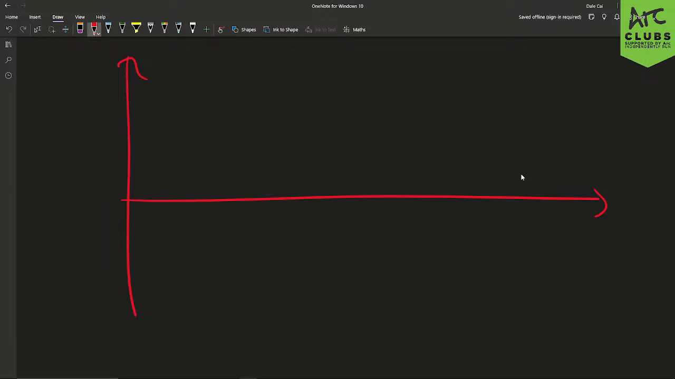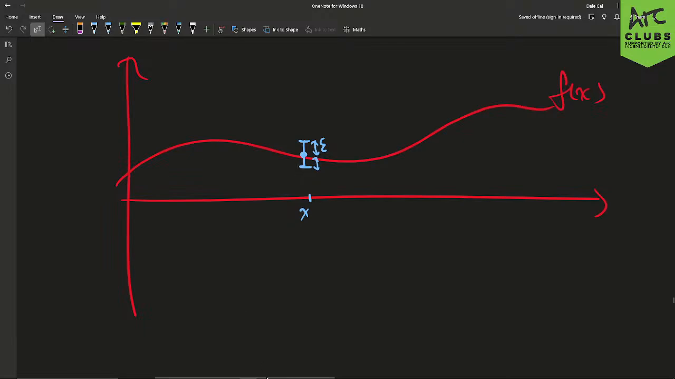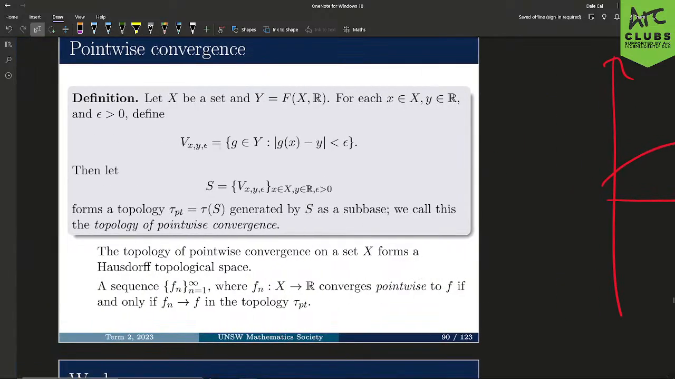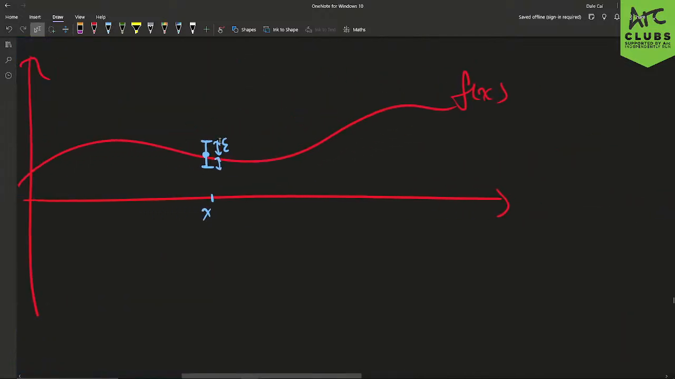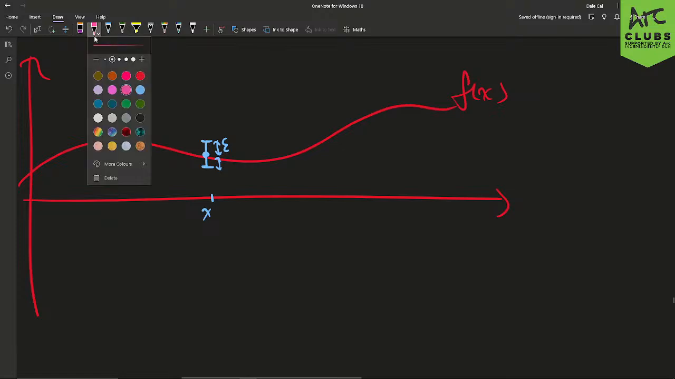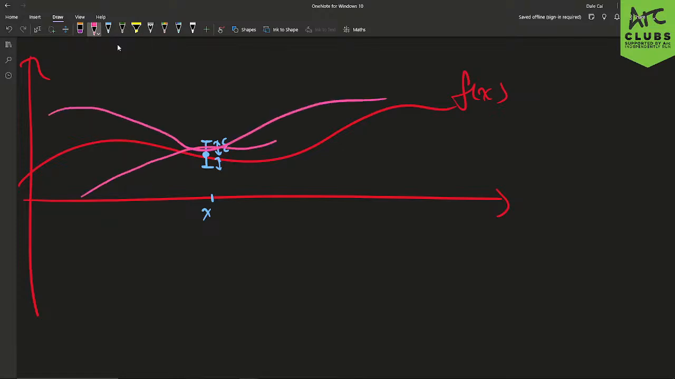if I have a function like this, and I want to converge to it, then at every point, I want my output to be within epsilon of the actual output, okay? So that means we can make a set like this, which is the set of all functions that kind of pass through this window or this gate. So for example, this function would pass, this function would pass, this function would pass, and so on. You take the set of those.